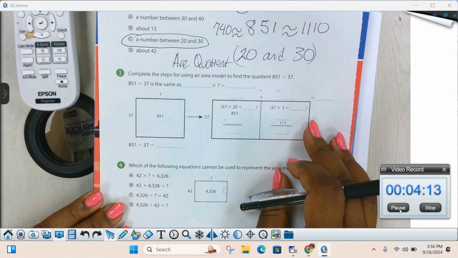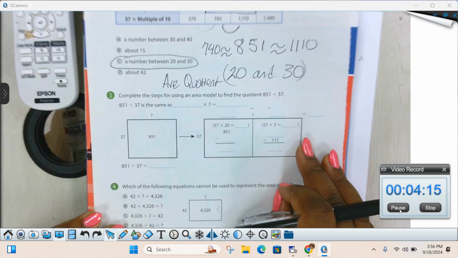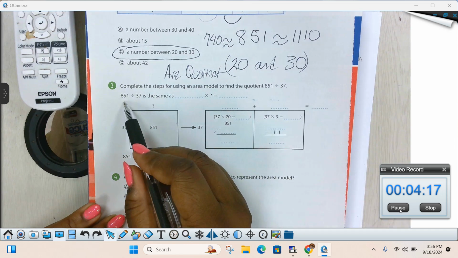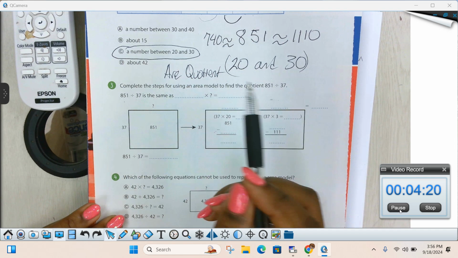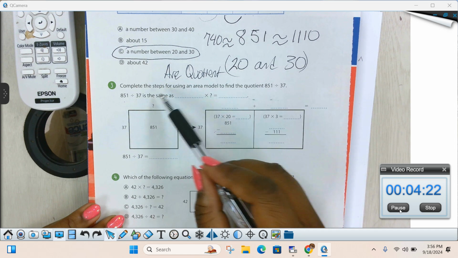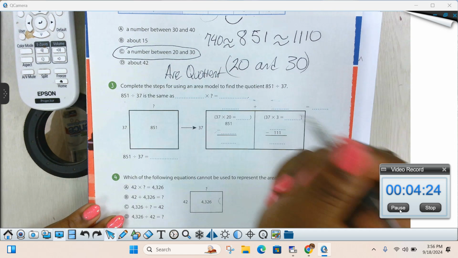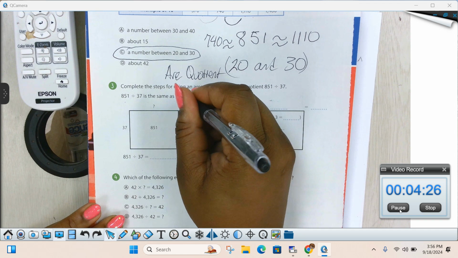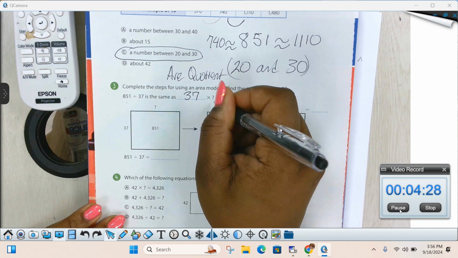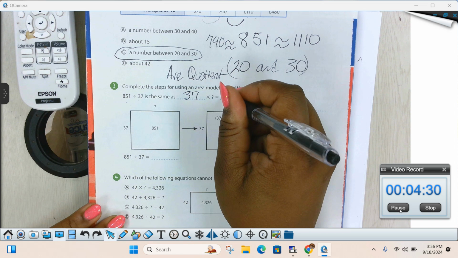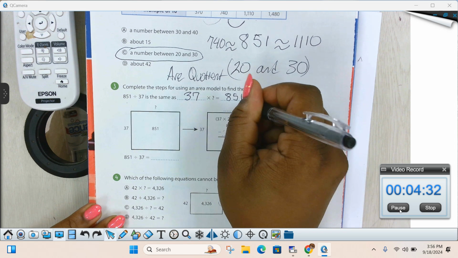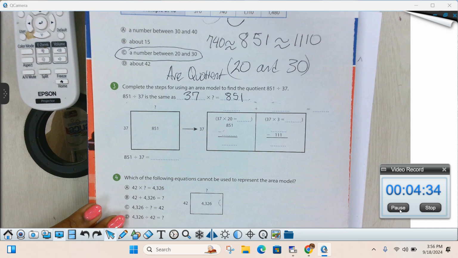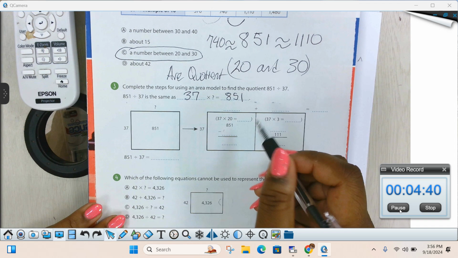Number 3, everything's set up for us. Aren't they so nice? Thank you, math book. We're doing 851 divided by 37. 851 divided by 37 is the same as 37 times unknown is equal to 851. We call that the opposite of division, which is what? Multiplication. So now we are dividing.